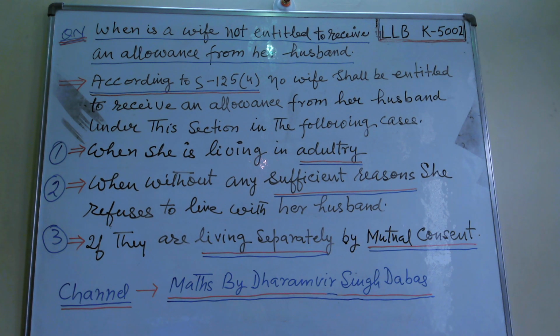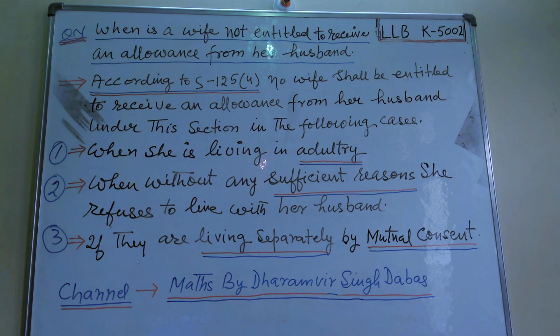First, when she is living in adultery, then she cannot apply. Second, when without any sufficient reason she refuses to live with her husband, and she is not living with her husband due to some reasons, and those reasons are not sufficient, then in that case she cannot file a suit against her husband for maintenance. Third, if they are living separately by mutual consent, then in that case she cannot file a suit for getting maintenance from her husband.